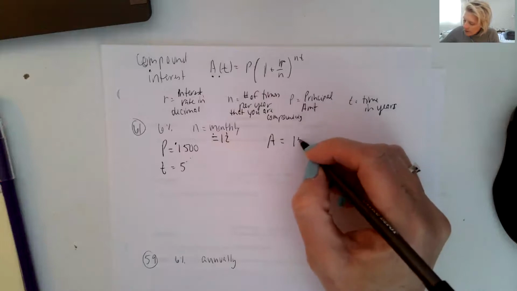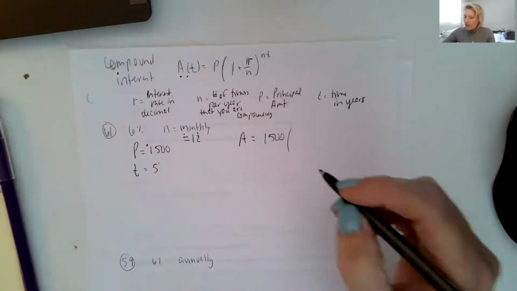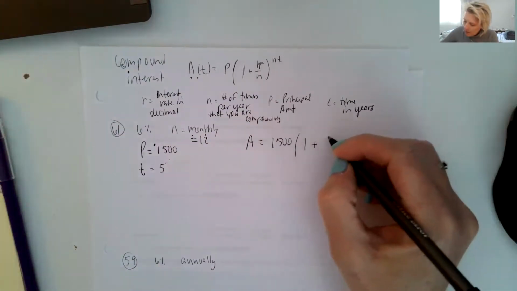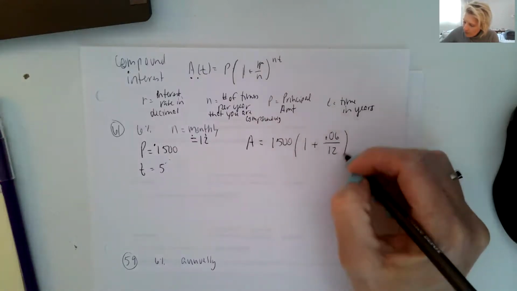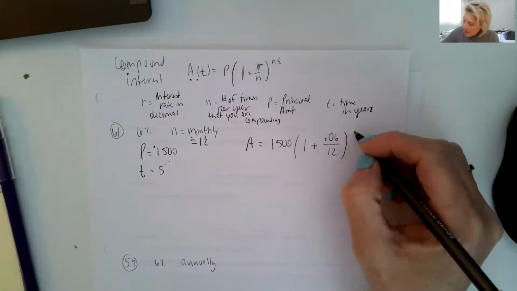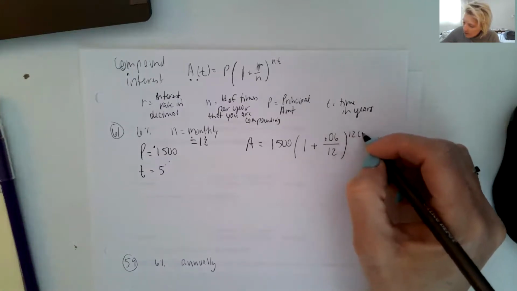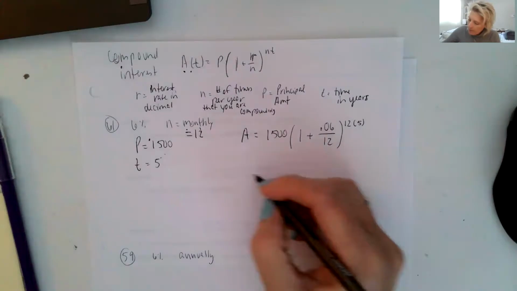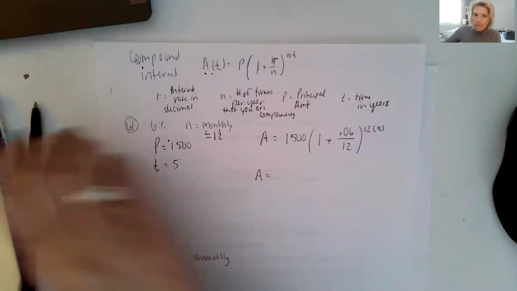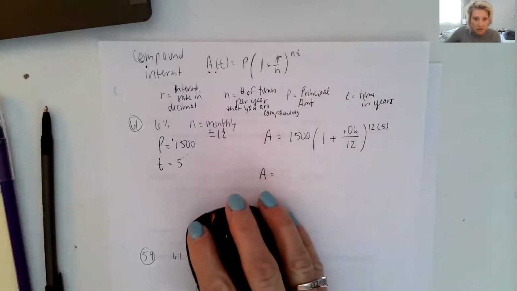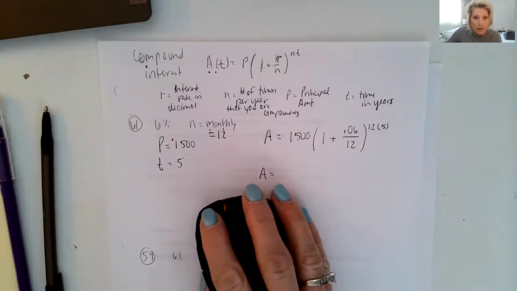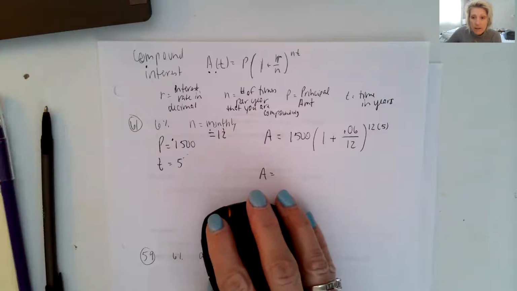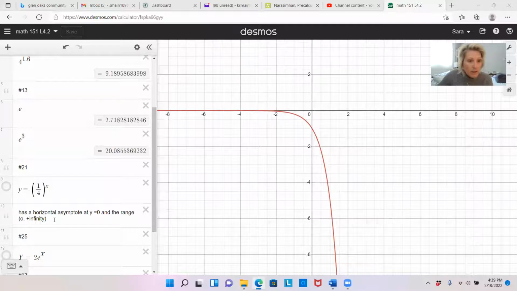We have $1,500 that we invested. 1 plus our rate is 0.06 over 12. And then our exponent is n times t, so 12 times 5. I'm going to put this in Desmos, and you can go to my Desmos link and copy that over so that you've got that correct here.